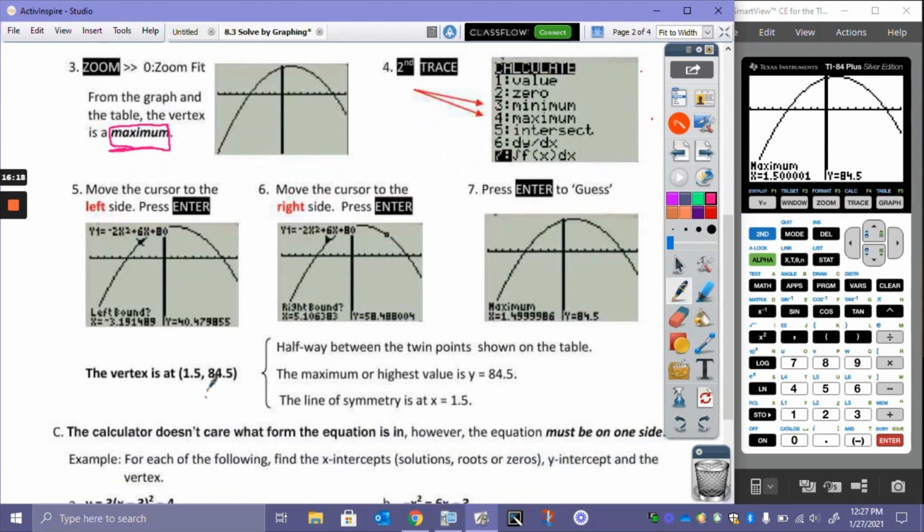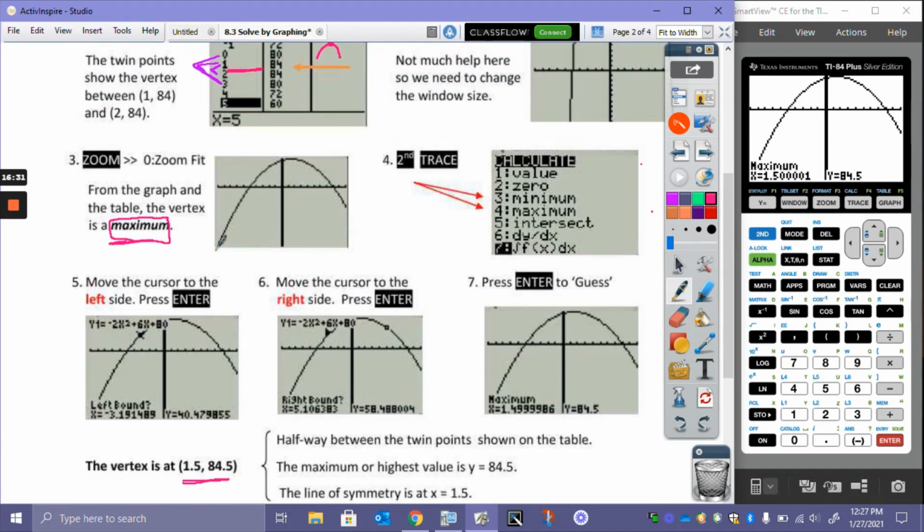Okay, so notice we've got a vertex of 1.5 and 84.5. So it gave us our vertex. We can also look back at our table up here and notice that 1.5 falls between 1 and 2, and 84.5 falls between 84 and 84. So that makes sense that that would be our vertex because it's in between those two twin points.